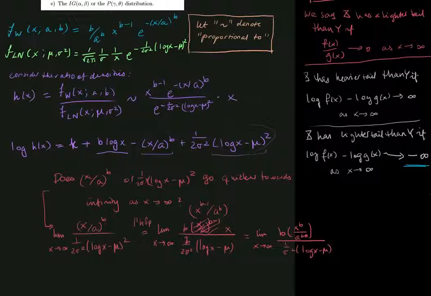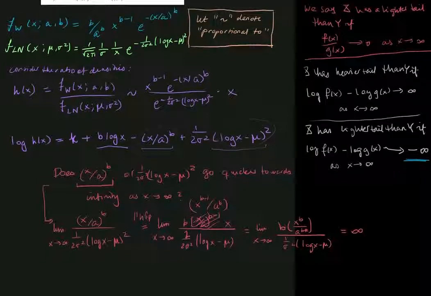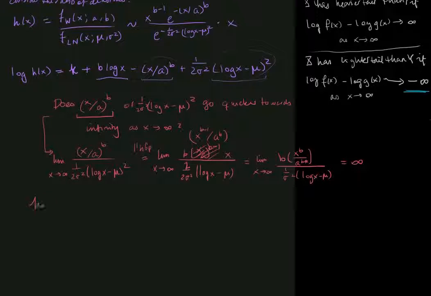And quite clearly, this is equal to infinity, since we know that x to any positive power grows quicker to infinity than log of x. So this ratio is infinity, and because this ratio is infinity, we know that this term is the one that goes quicker towards infinity. So we can write hence x over a to the b goes towards infinity quicker than log x minus mu squared.